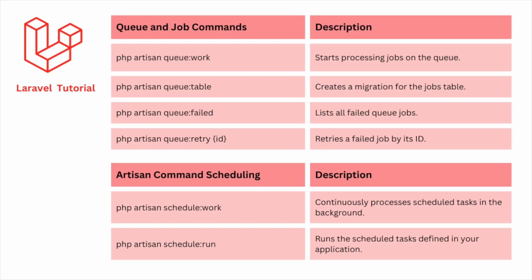So now let's see some scheduling commands. Here you can see schedule work. This will continuously process scheduled tasks in the background. It is like a cron job that you set once and it will automatically run at the desired time that you have set. Now last is schedule run. This will run all the scheduled tasks defined in your application.